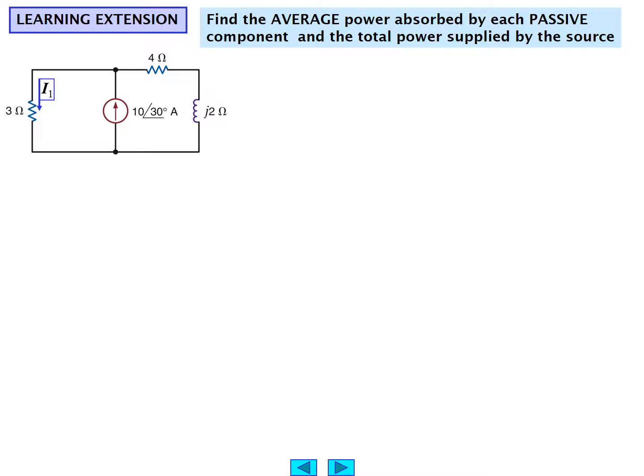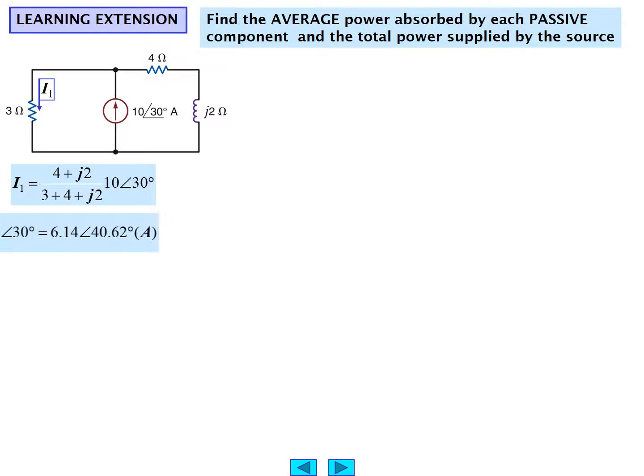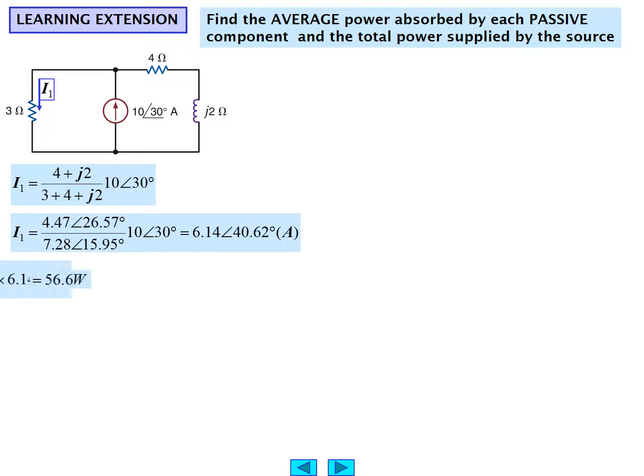We need to compute the current through I1, through the 3 ohm resistor. And that, of course, we do by current division. It's the opposite impedance, 4 plus j2, divided by the sum of the impedances, which is 3 plus the quantity 4 plus j2, multiplied by the current I. Of course, this is just a function of complex arithmetic, which we need to reduce to polar form to produce the final calculation: 6.14 angle 40.62 degrees amperes for I1.